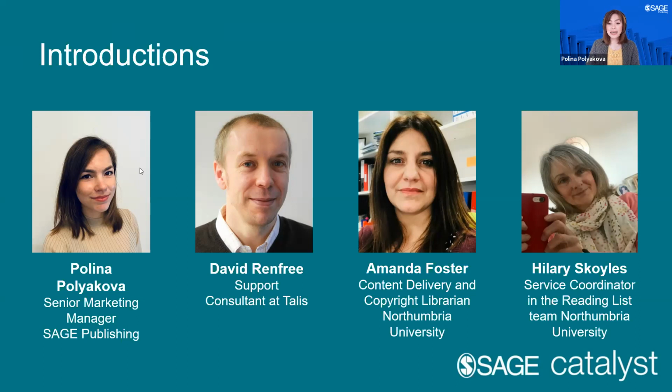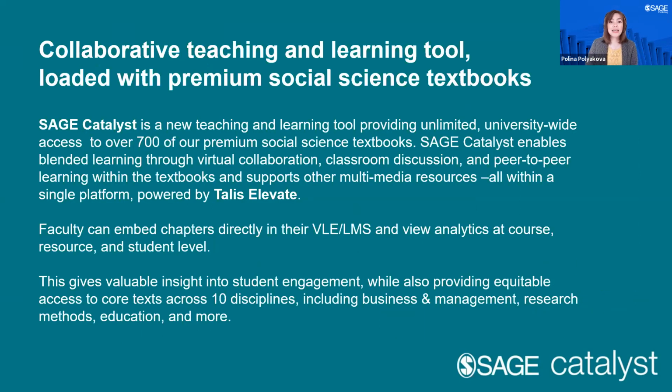So what is Sage Catalyst? In short, Sage Catalyst is a new collaborative teaching and learning tool. It provides unlimited university-wide access to over 700 of our premium social science textbooks. It enables blended learning through virtual collaboration, classroom discussion, and peer-to-peer learning within the texts and other multimedia resources, all within a single platform powered by Talis Elevate.